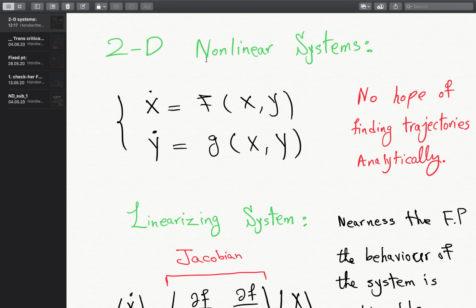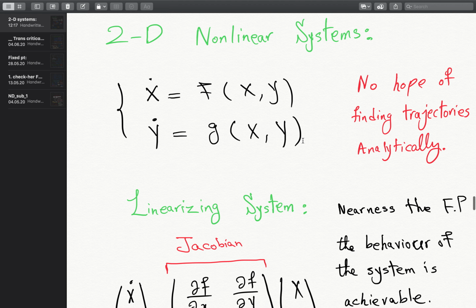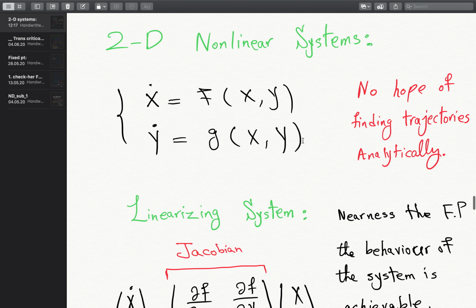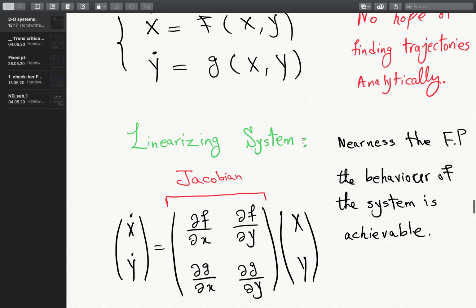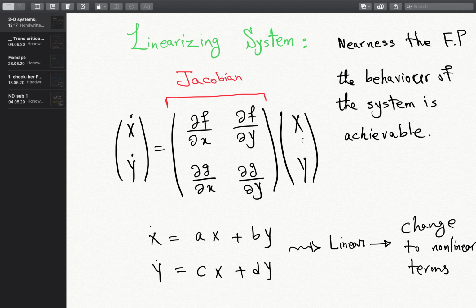But we can extrapolate it to nonlinear systems, and you just say take a function f as a function of x and y for your x dot, and the same for your y dot. And there is no hope of finding trajectories analytically. Therefore, definitely you need to computationally use these phase planes and understand your system.